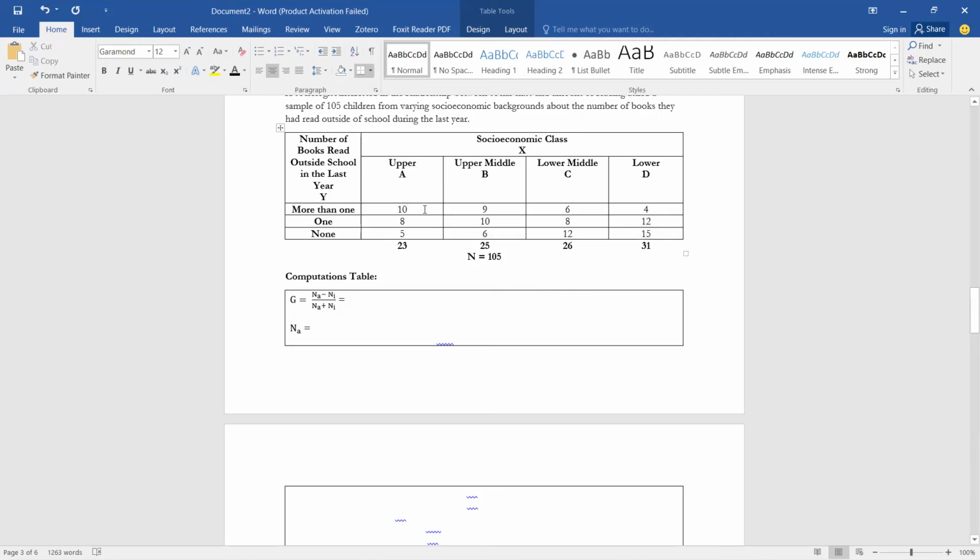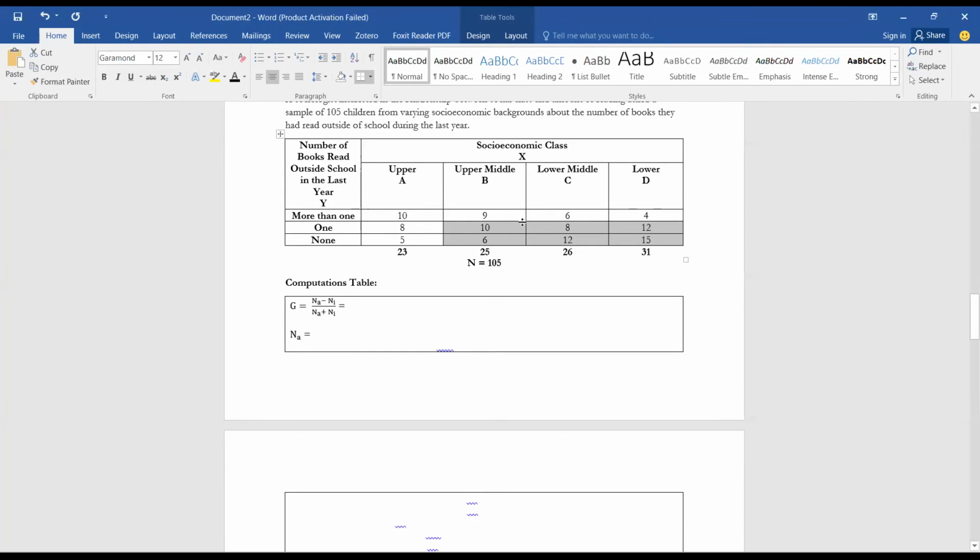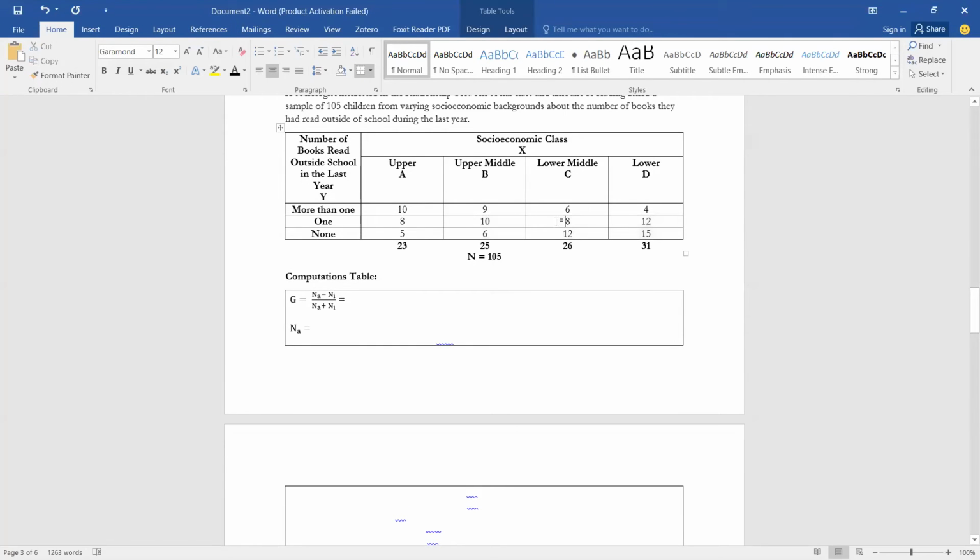For children belonging to the upper class and have read more than one book in the last year, the cases that are below and to the right of them, meaning the cases that are both lower on socioeconomic class, upper middle, lower middle, or lower, and have read less than this case, these are what we need to get the sum of. Now, I'd like to bring your attention to this.